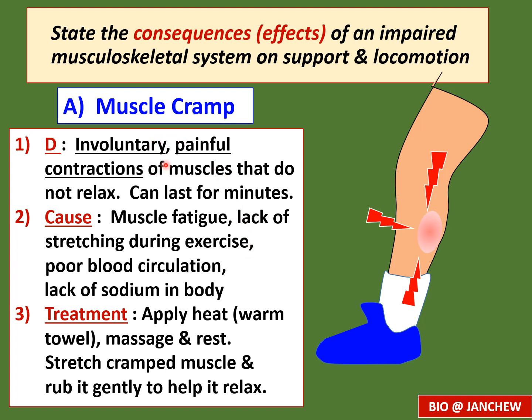In the muscle cramp, there is involuntary contraction of muscles. That means this type of contraction cannot be controlled, and the muscles will be kept in a contracted state for a long period of time. It's very painful. So the treatment is to apply heat. For example, put a warm towel on the muscle and massage the muscle, and also the person should rest to recover from muscle fatigue. Another way is to stretch the cramped muscle and rub it gently to help it relax.